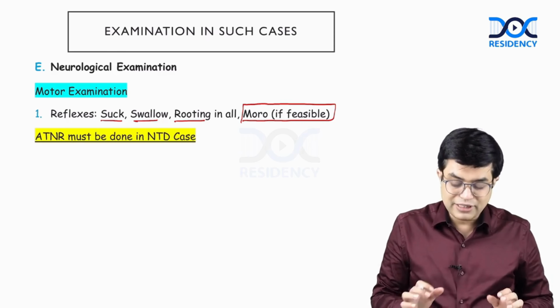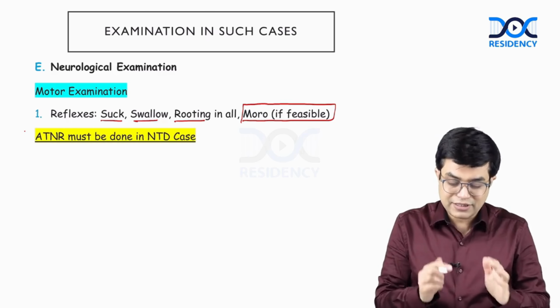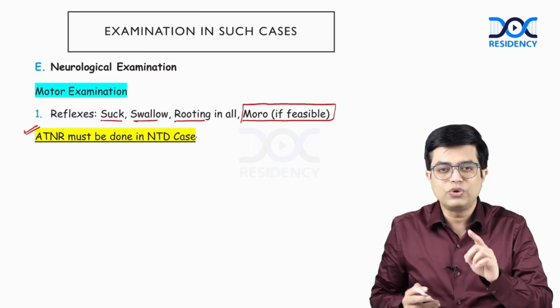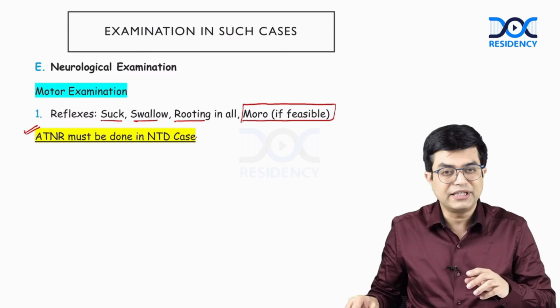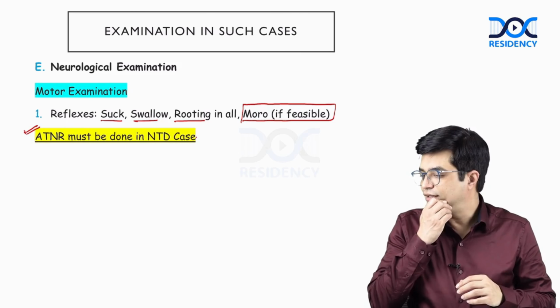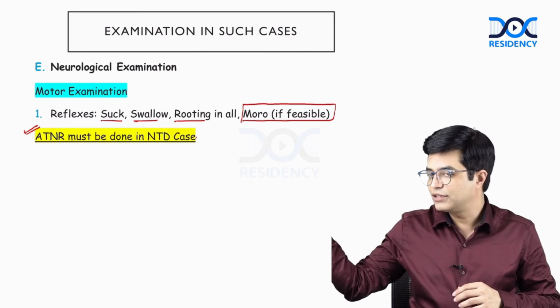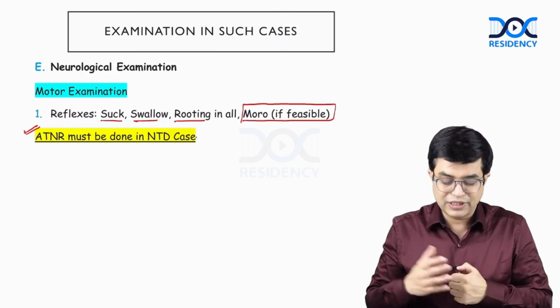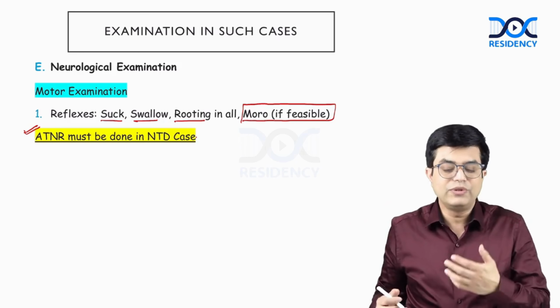And the most important reflex which must not be missed is ATNR. ATNR stands for asymmetric tonic neck reflex. I hope you remember what ATNR is. In a supine child, turning the head to one side, there is extension of the limbs occurring on the same side and flexion of the limbs occurring on the other side. This is what you call ATNR. Why do you do ATNR?